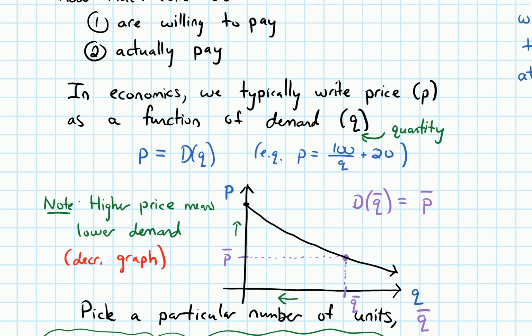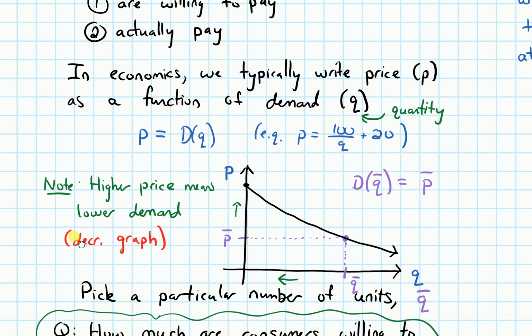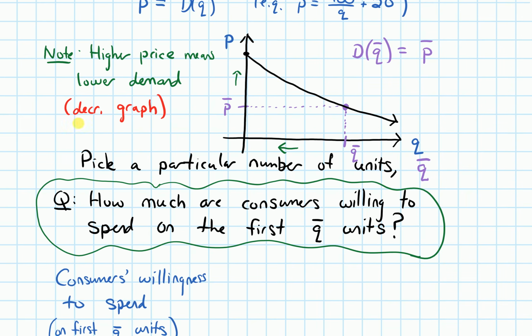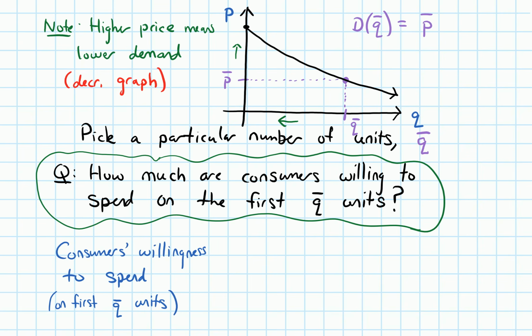So maybe this is something like 10 units, maybe it'll be 30 units. It'll be something that's specified by information given to us in a problem. All right, so that brings me to the first question I want to ask about this, which is, how much are consumers willing to spend on the first Q bar units? So we're going to call this quantity the consumer's willingness to spend on the first Q bar units.